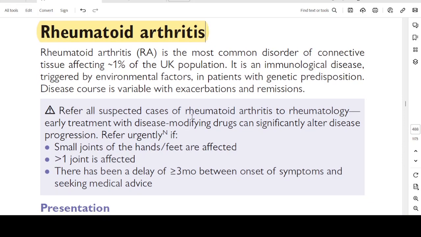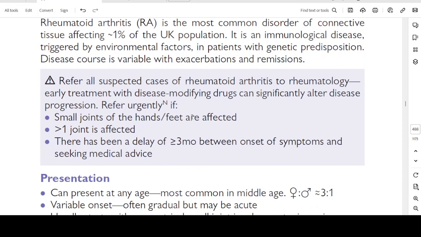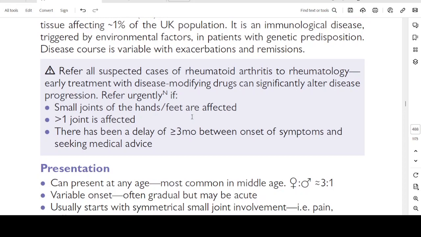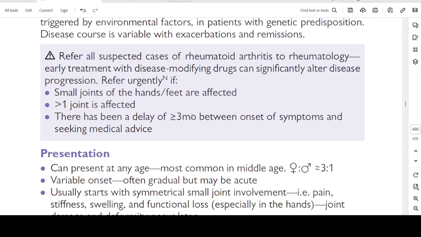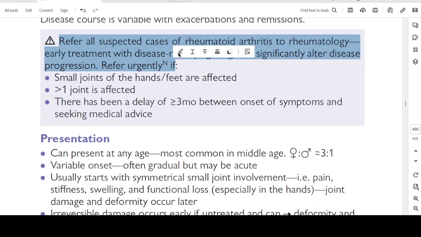It's an immunological disease triggered by environmental factors in patients with genetic predisposition. Disease course is variable with exacerbations and remissions. Refer all suspected cases of rheumatoid arthritis to rheumatology. Early treatment with disease-modifying drugs can significantly alter the disease progression. Refer urgently if small joints of the hands and feet are affected, more than one joint is affected, or there has been a delay of more than 3 months between onset of symptoms and seeking medical advice.